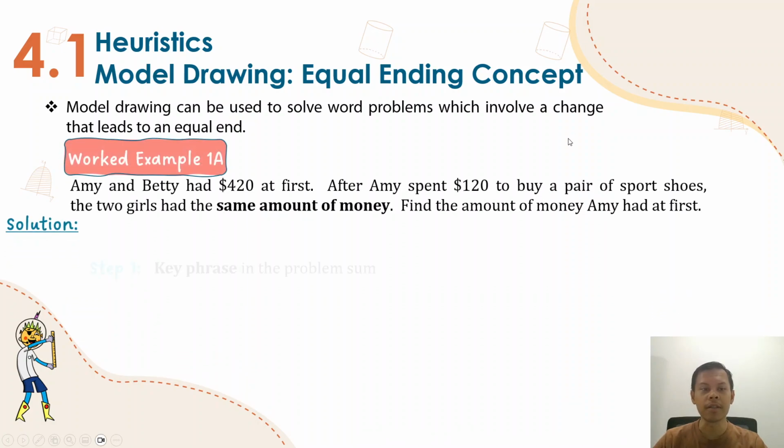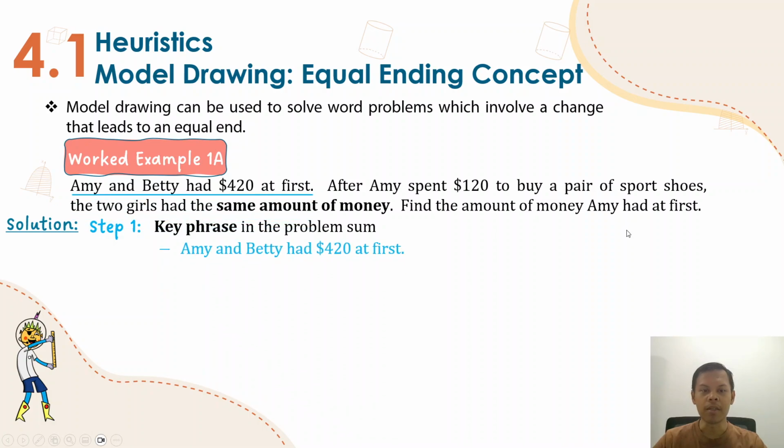Okay, this is the first example. Amy and Betty had $420 at first. After Amy spent $120 to buy a pair of sports shoes, the two girls had the same amount of money. Find the amount of money Amy had at first. So what do we need to do? We need to get the key phrases in the problem sum. All right, what is it about?